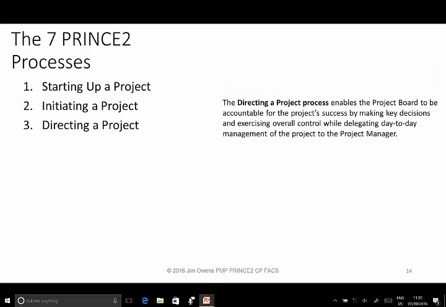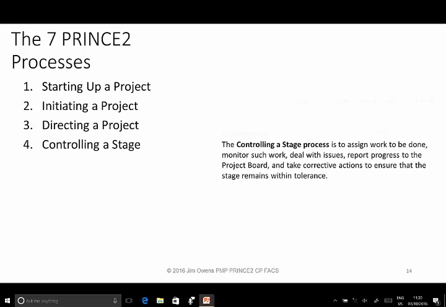Process number 3, directing a project. The directing a project process enables the project board to be accountable for the project's success by making key decisions and exercising overall control while delegating day-to-day management of the project to the project manager. Process number 4, the controlling a stage process. The controlling a stage process is to assign work to be done, monitor such work, deal with issues, report progress to the project board, and take corrective actions to ensure that the stage remains within tolerance.